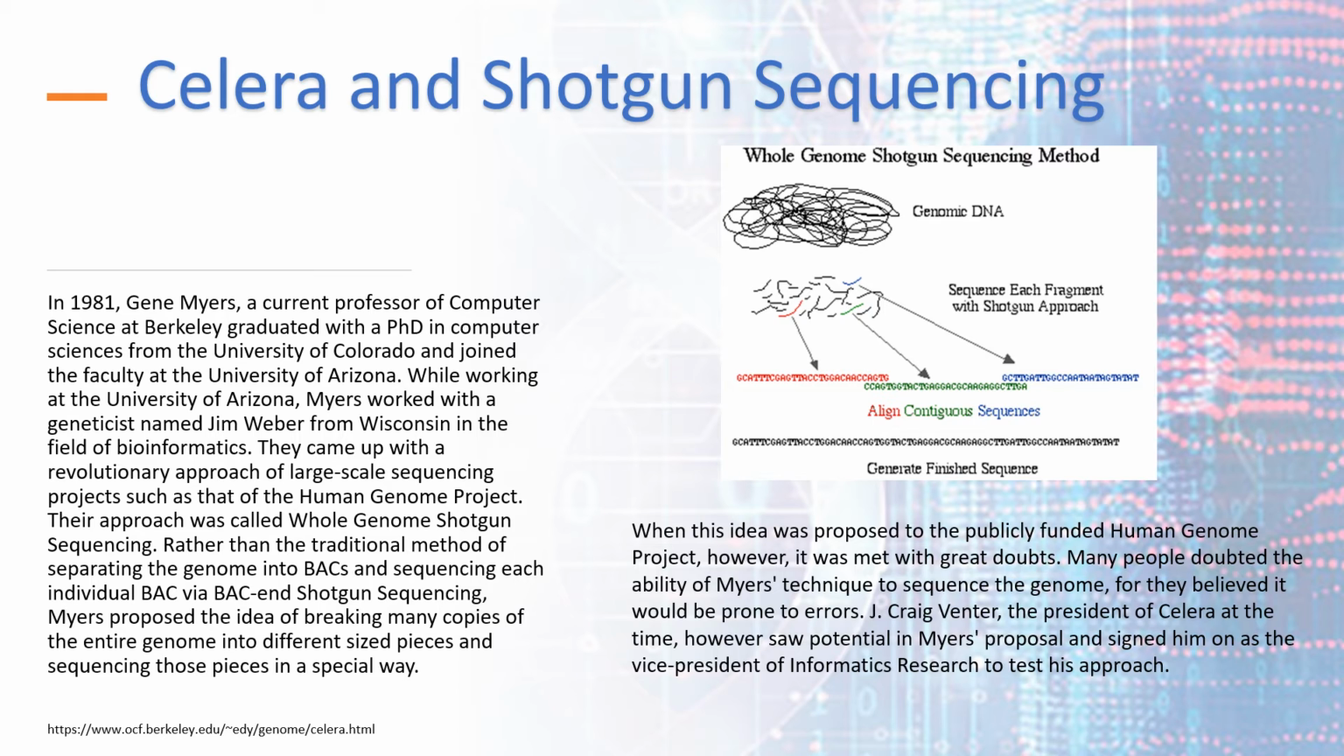When this idea was proposed to the publicly funded Human Genome Project, however, it was met with great doubts. Many people doubted the ability of Myers' technique to sequence the genome, for they believed it would be prone to errors. But Craig Venter, the president of Celera at the time, saw potential in Myers' proposal and signed him on as the vice president of informatics research to test his approach.